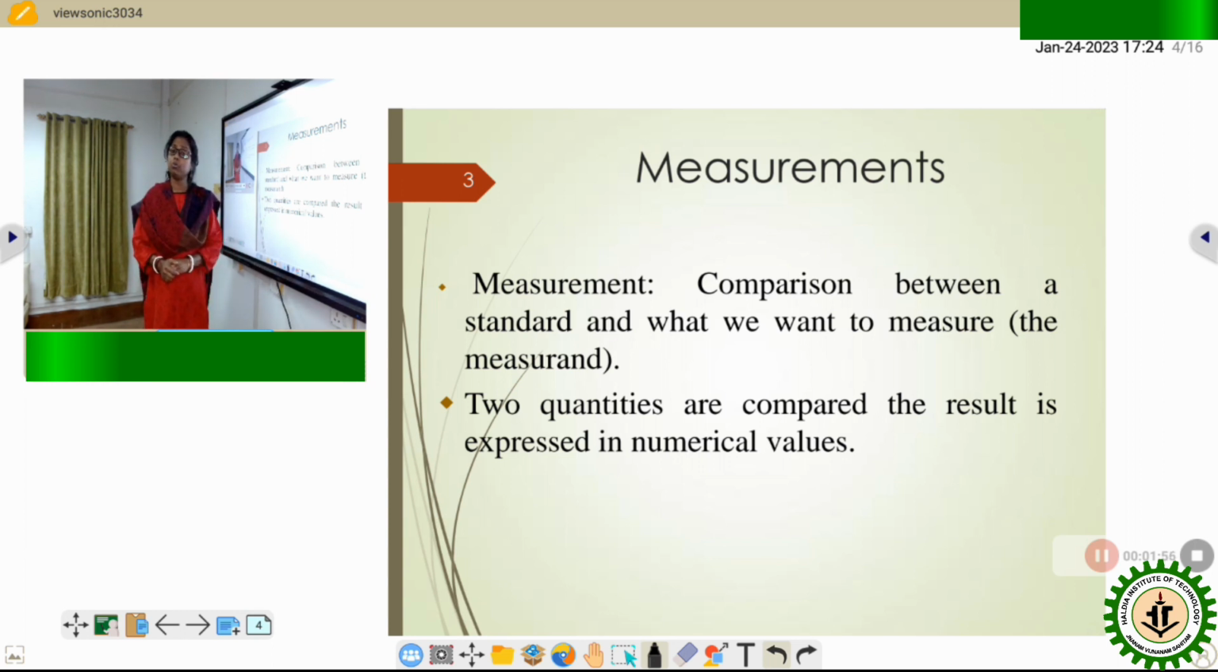What we want to measure is generally termed the measurand. The two quantities that are compared, the result is expressed in numerical values. When we compare a particular value taken as a measurement parameter with the standard value, we need to calculate how much error there is in that value, and different other parameters.